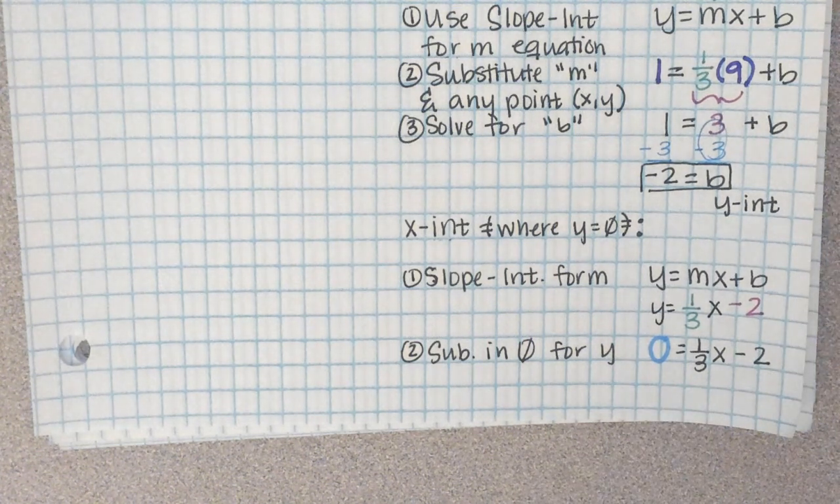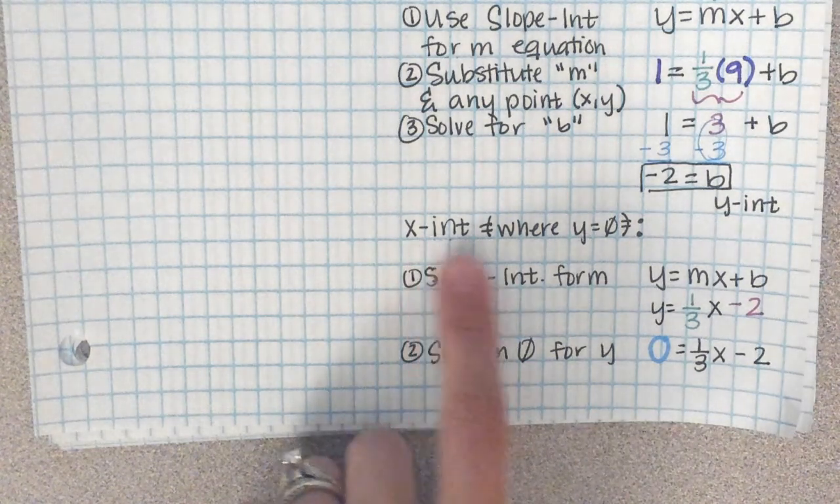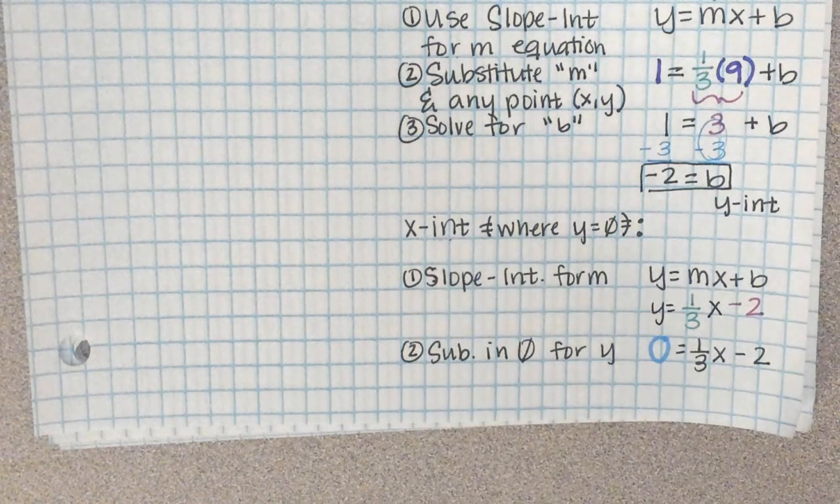substituting. Okay. So my x-intercept is where y equals 0. Remember, again, your x-intercept is where it touches the x-axis. So it touches it right here. It doesn't go up or down anywhere. So that's where y is equal to 0. Okay?